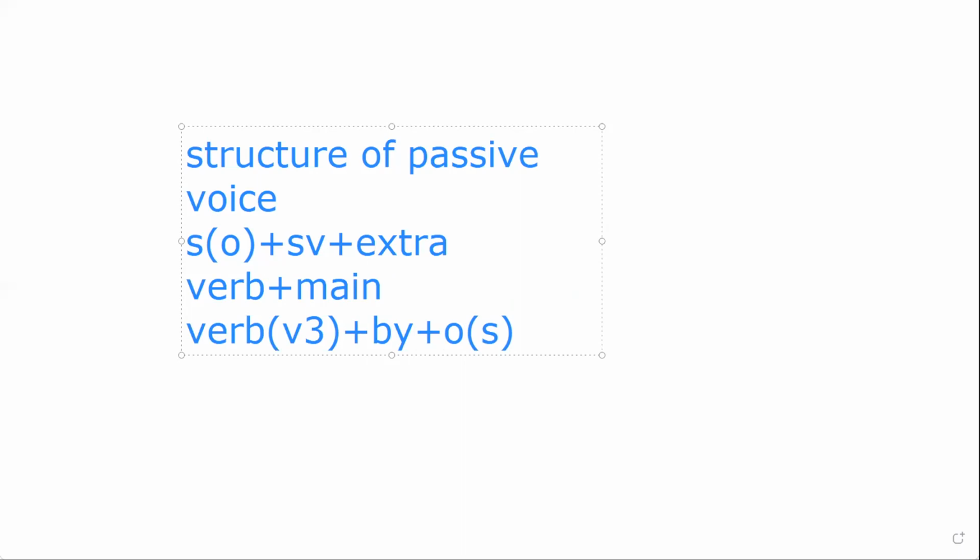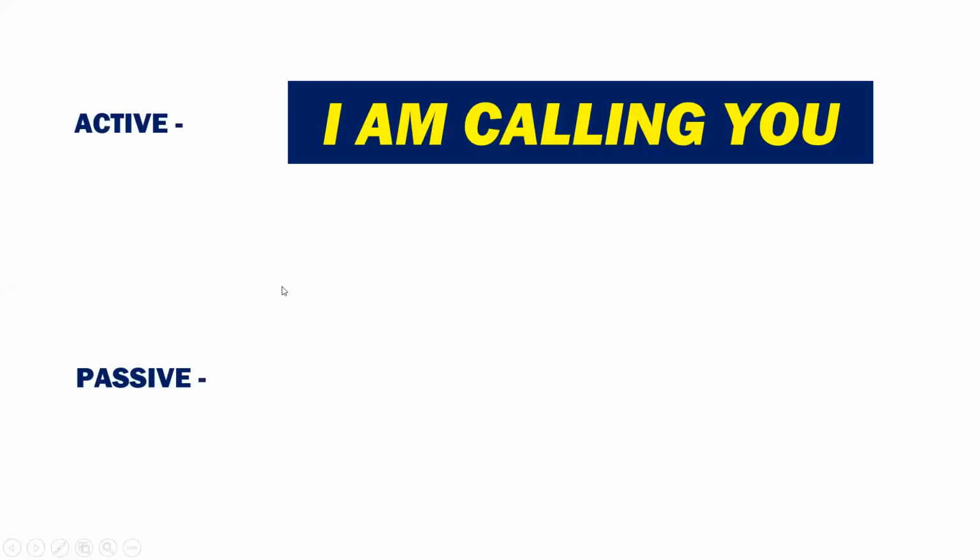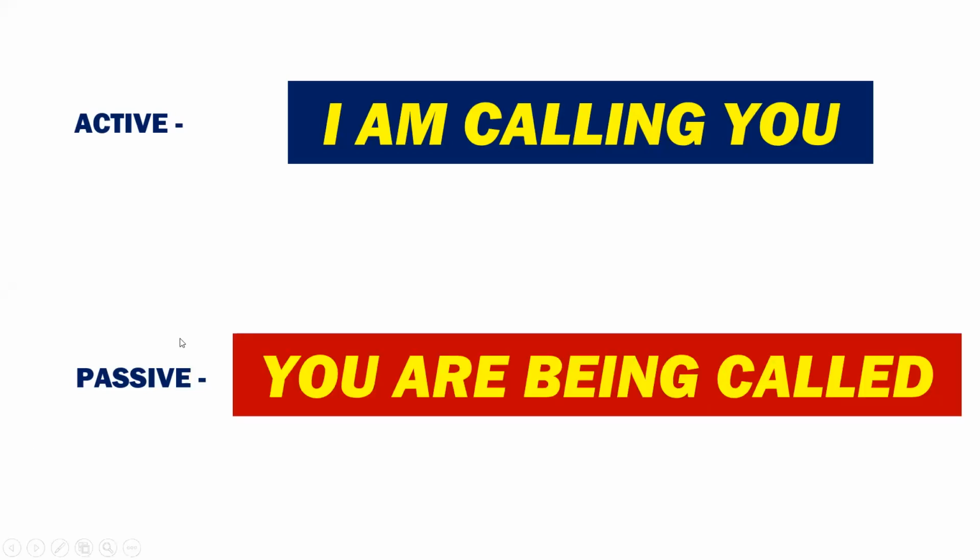ओके, चलो, now I am coming. Okay, I am calling you. Just try. ठीक है, this is a very beginning. There are a lot of examples. Yes, I am calling you. Just try to make the passive voice. You are being called by him. Yes, very good. You are being called.